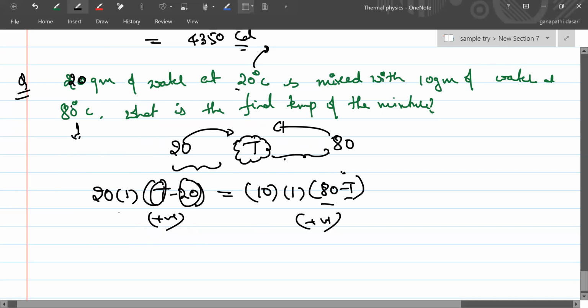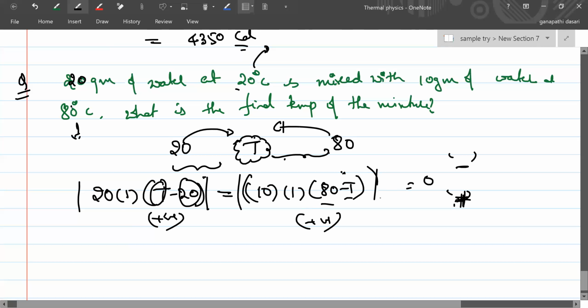That means directly I'm equating the heat lost is equal to heat gained. I'm not saying heat lost as minus and heat gained as plus. If I represent like that, here you need to write T minus 80, final minus initial. Then it is lost, negative value will come, right? Negative is heat lost. Here positive is heat gained. Whatever this has lost is gained by this. That will be equal to 0. Then again you will get this equation.